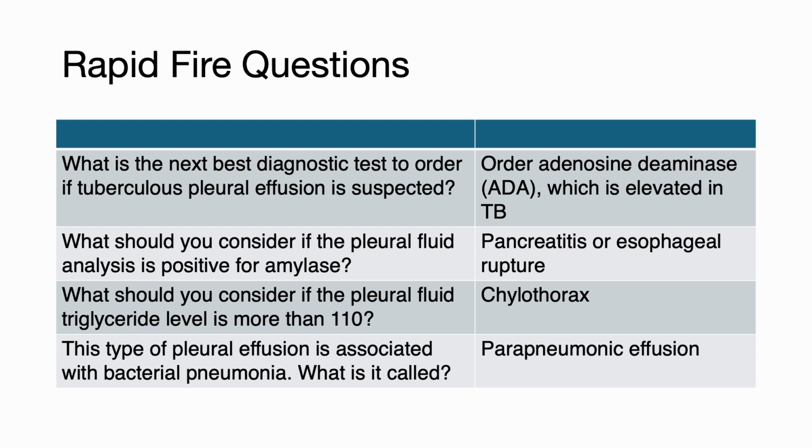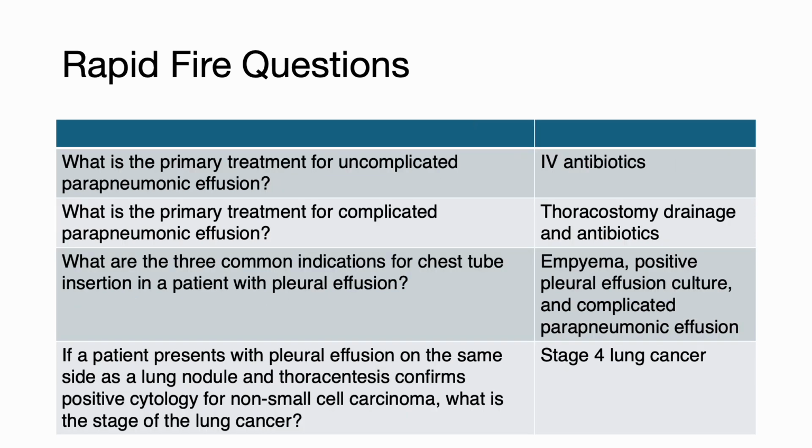This type of pleural effusion is associated with bacterial pneumonia. What is it called? Parapneumonic effusion. What is the primary treatment for uncomplicated parapneumonic effusion? IV antibiotics. What is the primary treatment for complicated parapneumonic effusion? Thoracostomy drainage with antibiotics. What are the three common indications for chest tube insertion in a patient with pleural effusion? Empyema, positive pleural fluid culture, and complicated parapneumonic effusion.